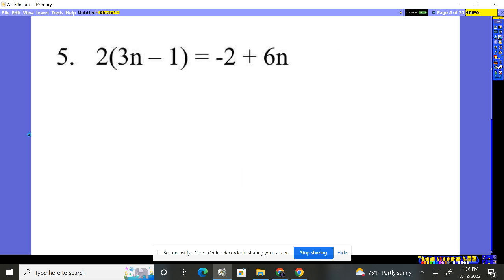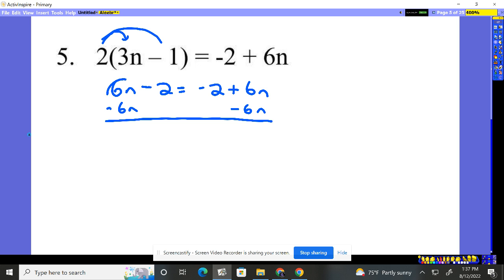So we plug that in and make it true. I look at this, I'm like, hey, distribute through. So 2 times 3n, 6n. 2 times the 1, subtract 2, equals -2 plus 6n. To get all my variables, I'm going to subtract the 6n to move it over. And I notice something's going on here. It goes away here and goes away here. I'm left with -2 equals -2.